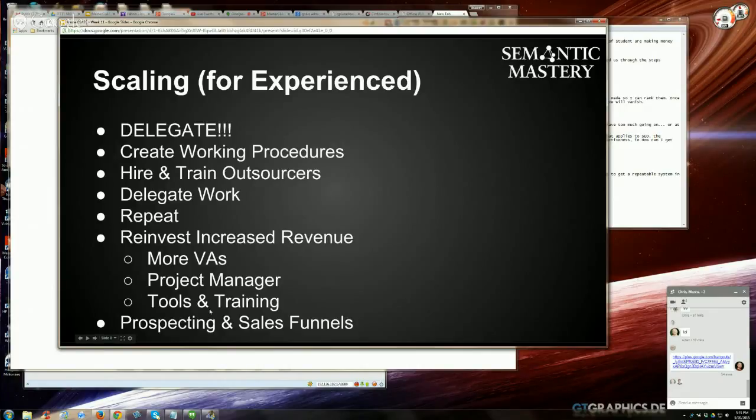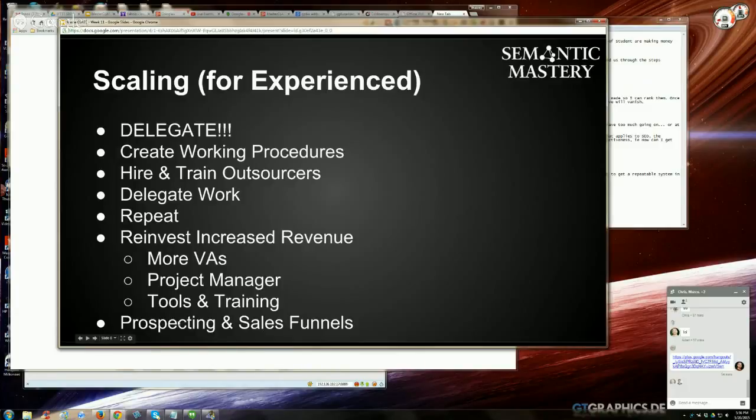Invest in tools and training. I don't mean tools and training for yourself, although business training, I would always say continue investing in yourself for education. But hire tools and training for your team, your virtual assistants. If you make your virtual assistants better at their job, they're going to be more efficient. They're going to make you more money. Okay, so hire tools and training. Reinvest some of your revenue back into your business, including tools and training for your virtual assistants.